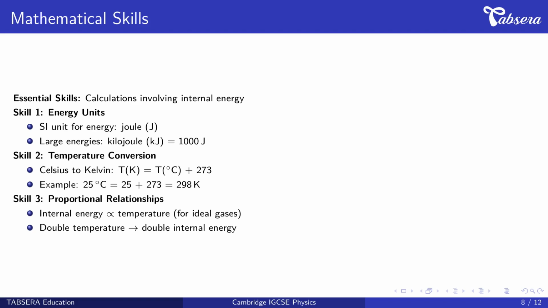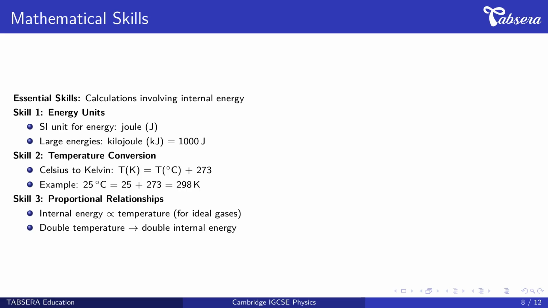Let's examine 3 key skills. First, energy units. The SI unit for energy is the joule, symbol J. For large energies, we use kilojoules, symbol kJ, where 1 kilojoule equals 1000 joules. Always include units in calculations.